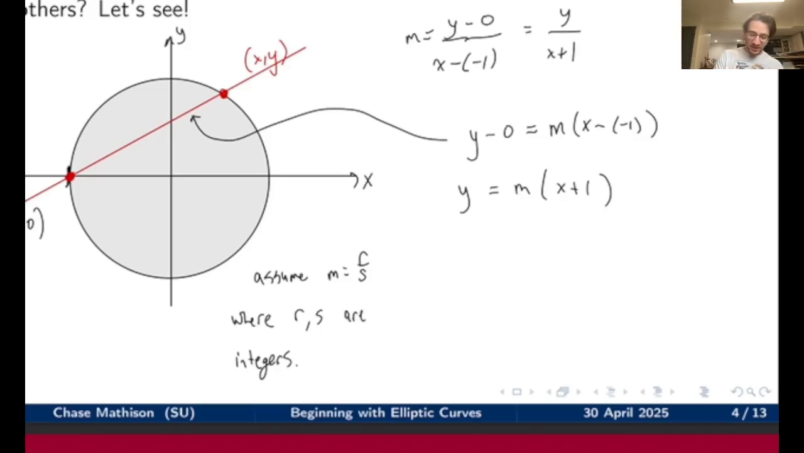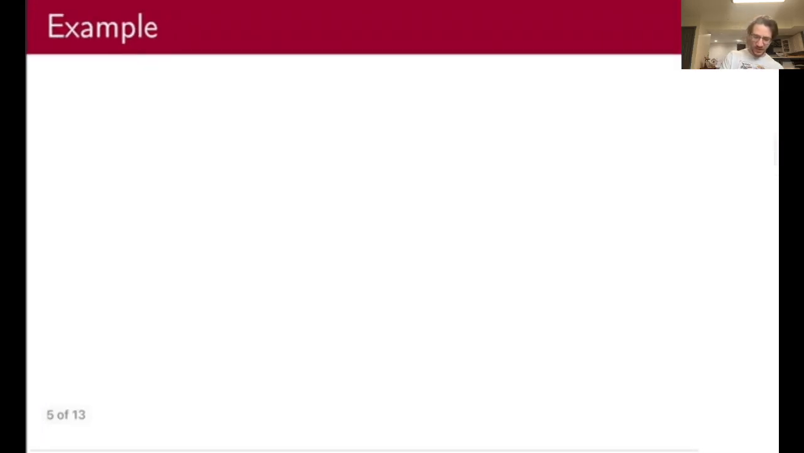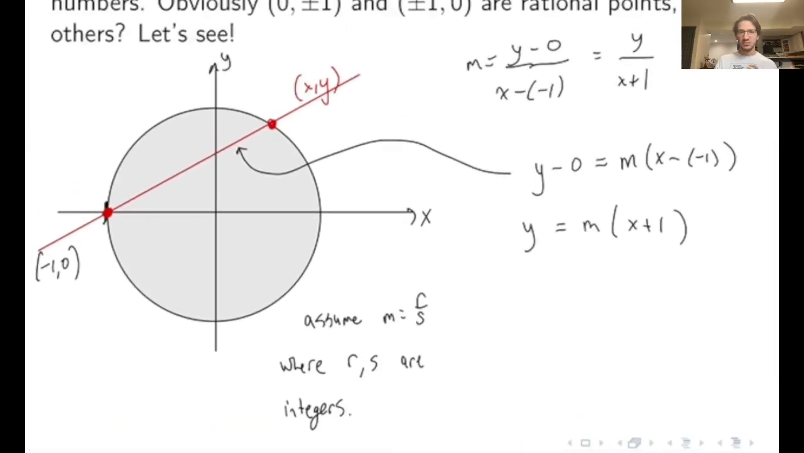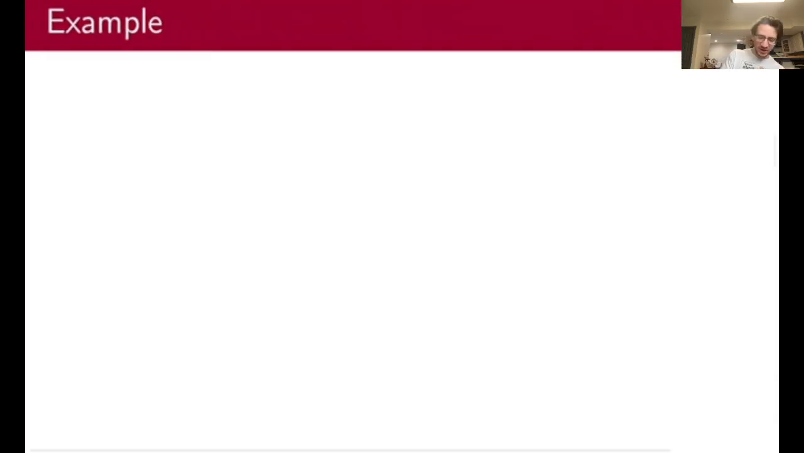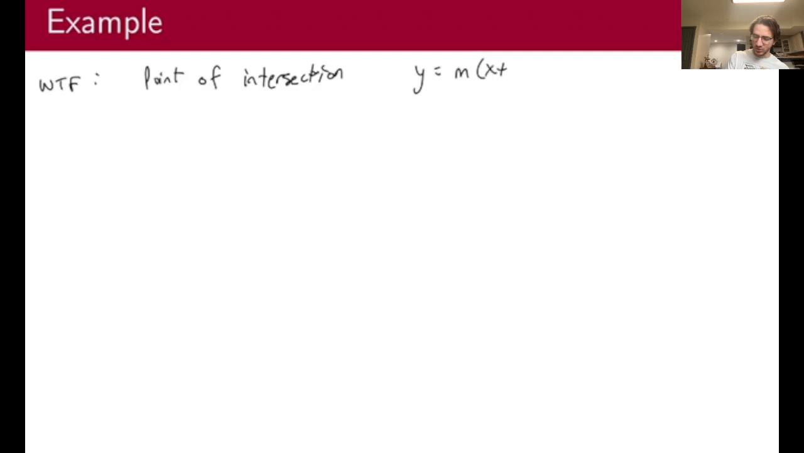So where does this point of intersection happen? That point of intersection, (x, y), happens where the line intersects the curve x squared plus y squared equals 1. So I want to find the point of intersection between the line y equals m times (x plus 1) and x squared plus y squared equals 1.